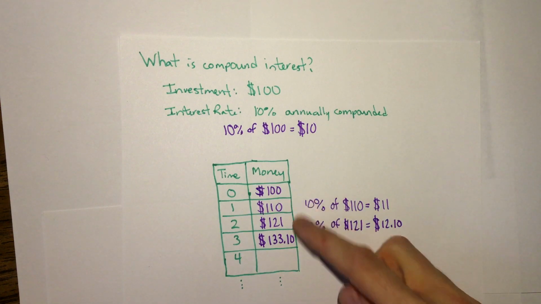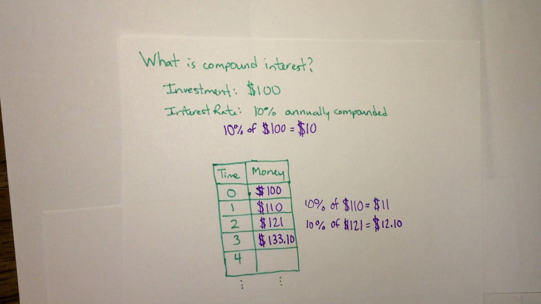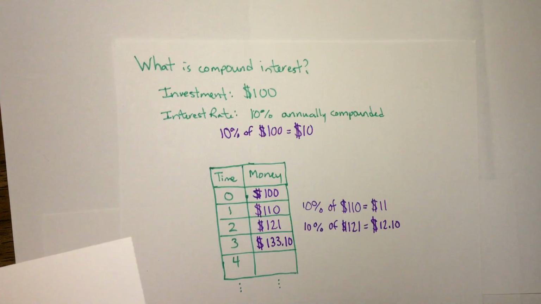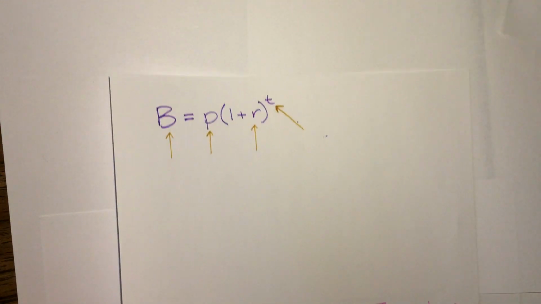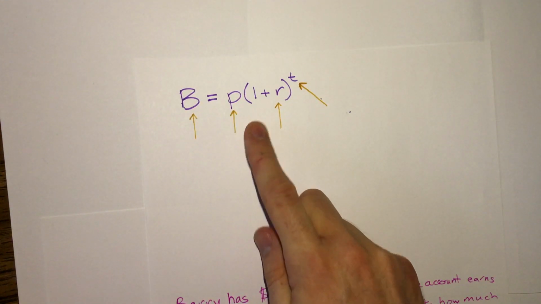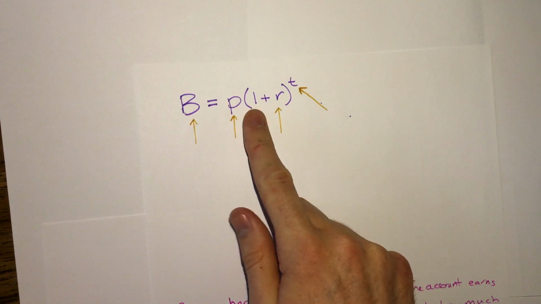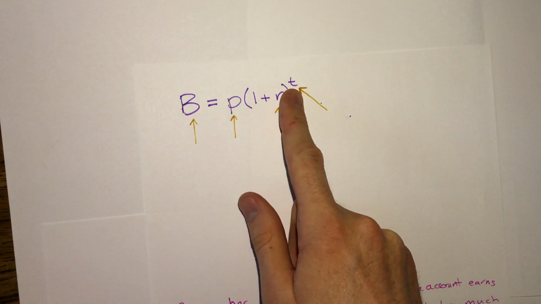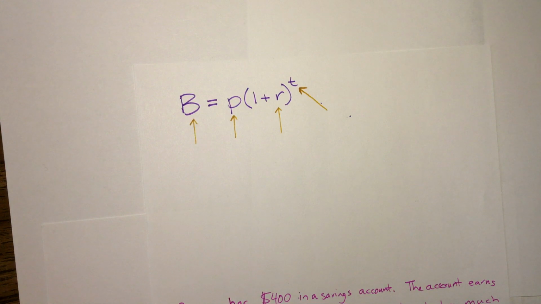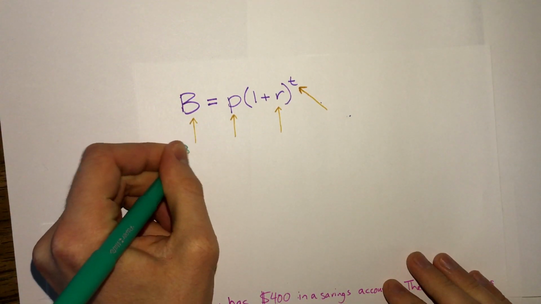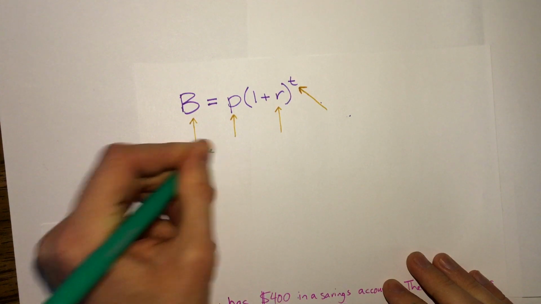Now, rather than doing this by hand over and over, there is a formula that helps us to do this, and it is this formula: B equals P times, in parentheses, 1 plus R to the T power. So what do each of these mean? Well, B would be our balance, or our final amount of money.